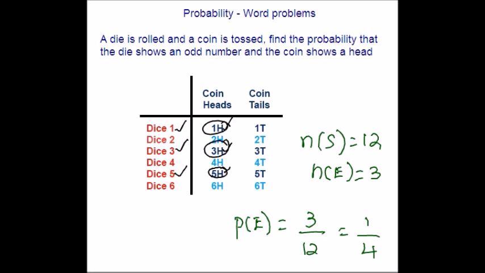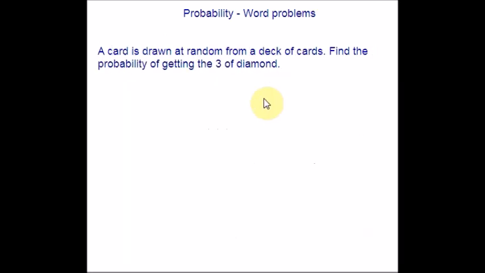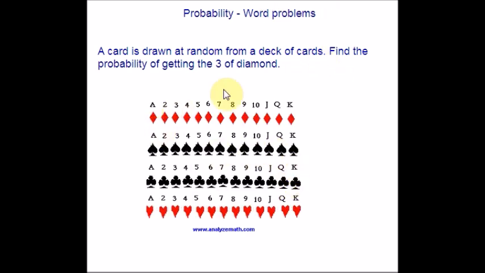So far we were discussing rolling a die and tossing a coin. I'd like to take one example from cards. Here is the example question. A card is drawn at random from a deck of cards. Find the probability of getting the 3 of diamonds. So I'm going to list out the sample space. See, I have listed out the sample space of a deck of cards. Let E be the event of getting the 3 of diamonds.